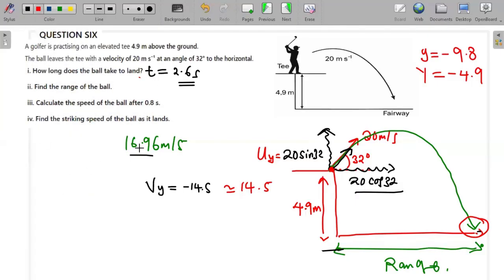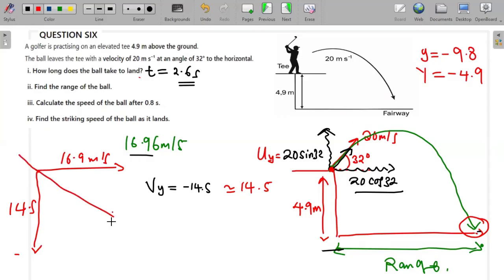So this one here is 16.96, so it's going to the right like this. So this is 16.9 meters per second. This here is a minus, so I'm going down like this. That is my 14.5. I'm going down here because I have a minus there. And then the velocity is just going to be in between like that. So I want to find this angle here. So how do I do that?